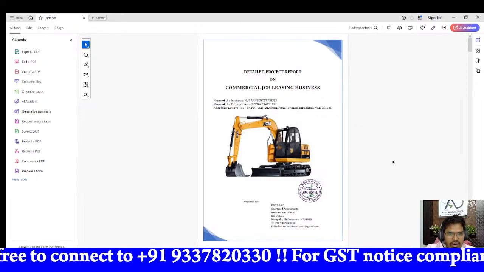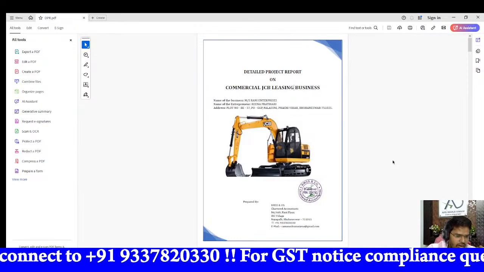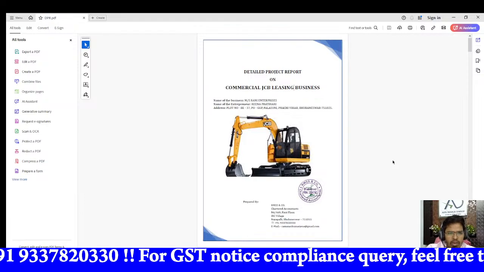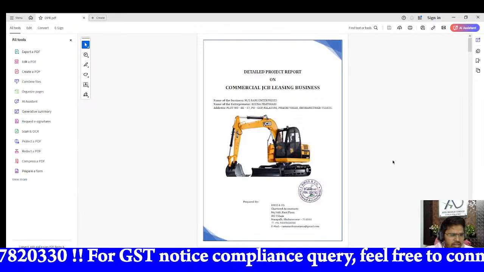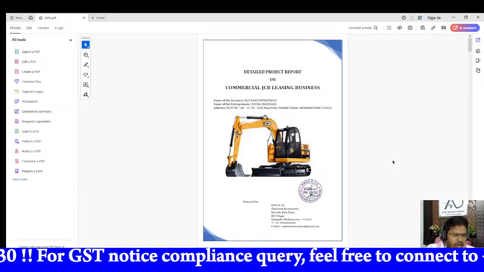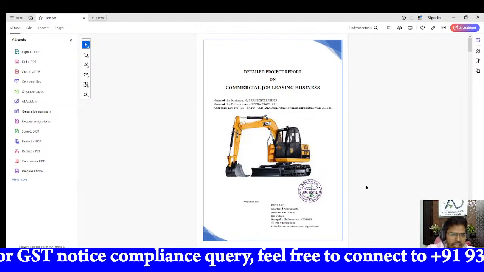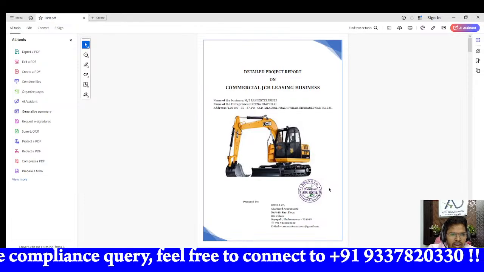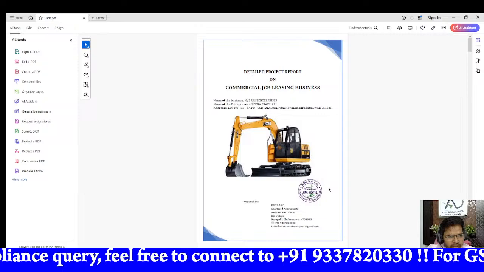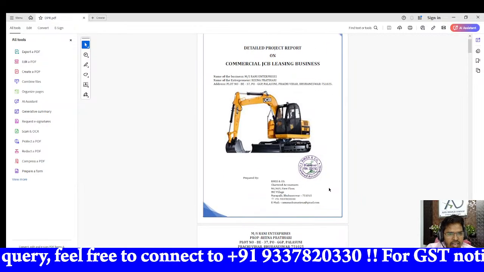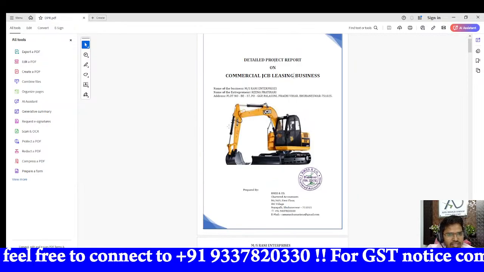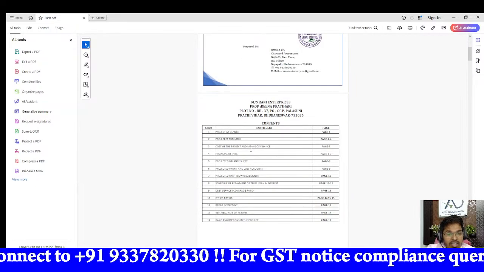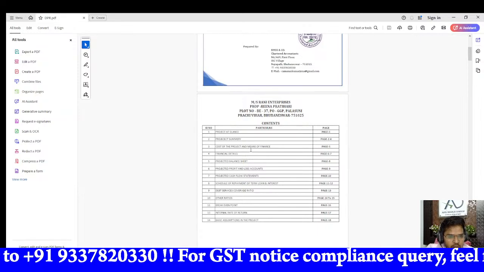You can see here, you are a customer or a small businessman, and you want to take a loan from the bank. In this case, my client has requested the JCB loan so that he can generate revenue from his business. The first page is known as the cover page. The next page is known as the content. It is the basic idea for a project report.